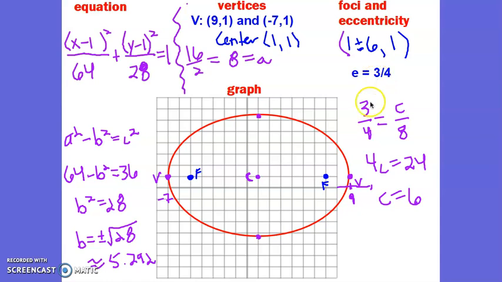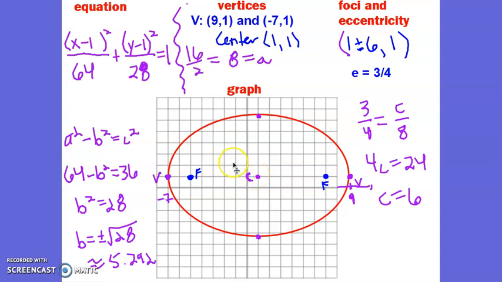Remember, if the eccentricity is 3/4, that's just a ratio of c to a. And we knew that a wasn't 4, a was 8. So 3/4 was equivalent to c over 8. Well, that means that c needed to be 6. And with 6 squared for our c squared value, that makes b squared into 28, or b the square root of 28.